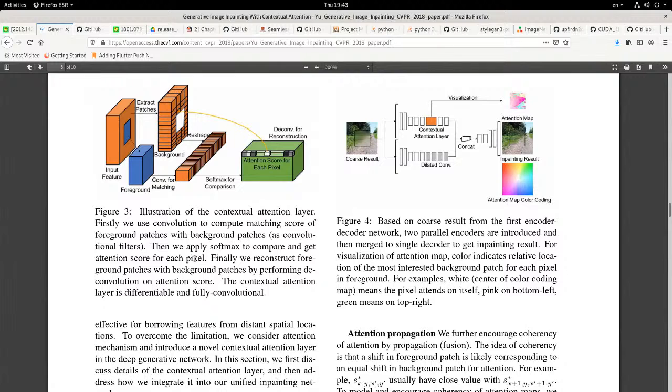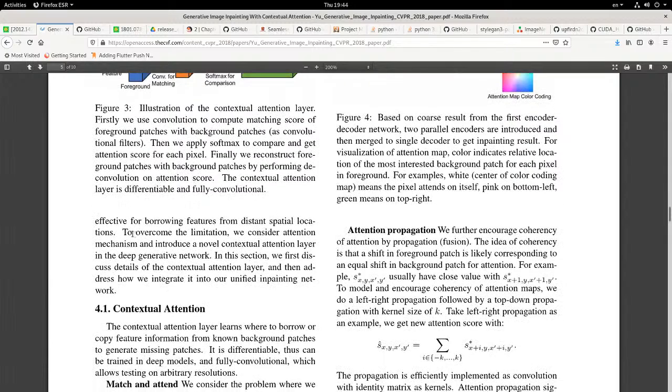Finally, we reconstruct foreground patches with background patches by performing deconvolution on attention score. The contextual attention layer is differentiable and fully convolutional. So, okay, interesting. I'll come back to that.